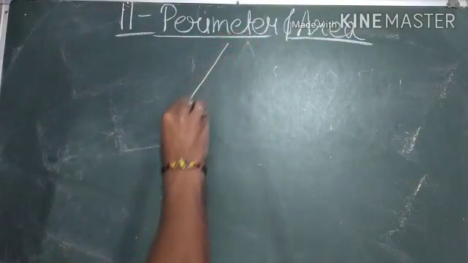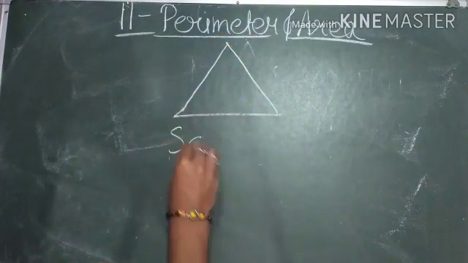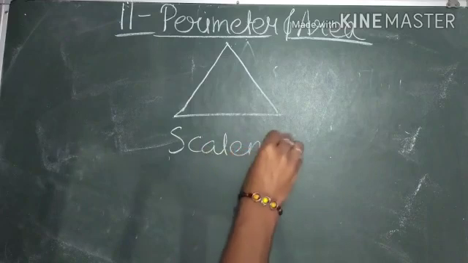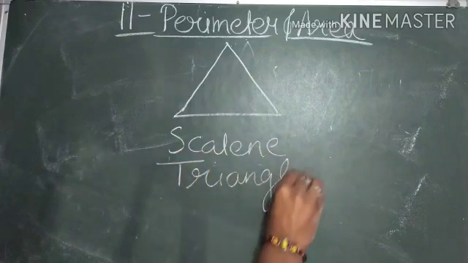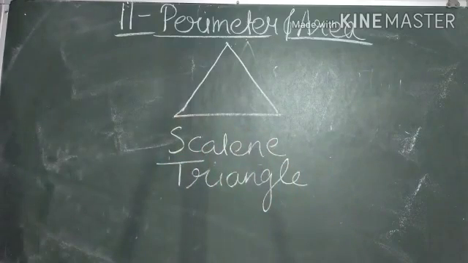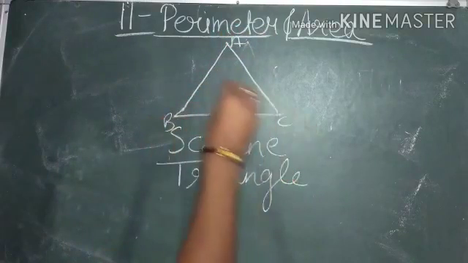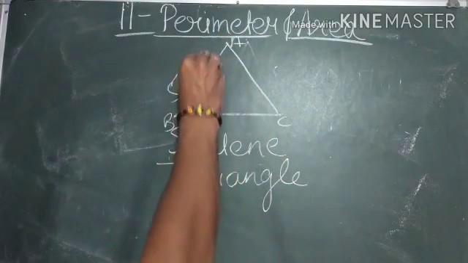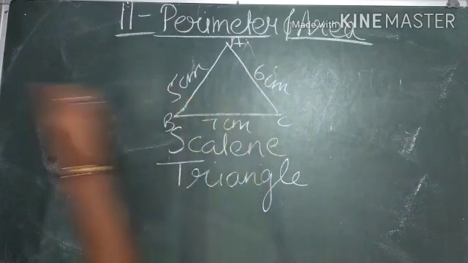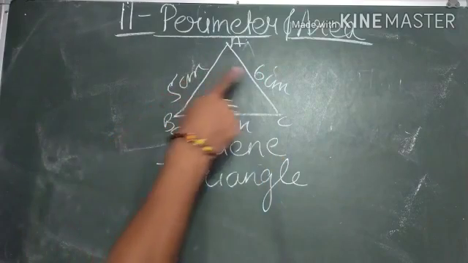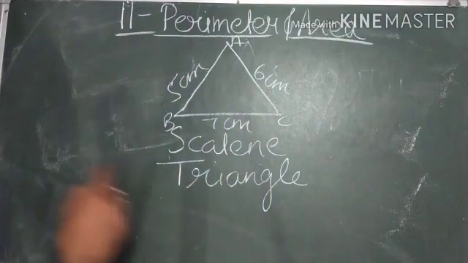The first triangle is the scalene triangle. So what is a scalene triangle? Scalene triangles are those triangles in which all sides are of different length. For example, this is 5 centimeter, this is 6 centimeter, and this is 7 centimeter. As we can see, all the sides have different measurements. So this is your scalene triangle.